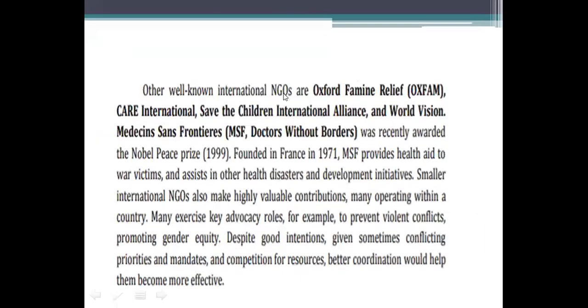Other well-known international NGOs are Oxfam, Oxford Famine Relief, known as Oxfam, CARE International, Save the Children, International Alliance, World Vision, and Médecins Sans Frontières, MSF, Doctors Without Borders, which was awarded the Nobel Prize in 1999.